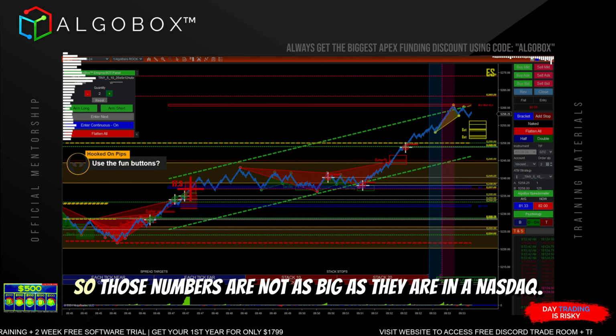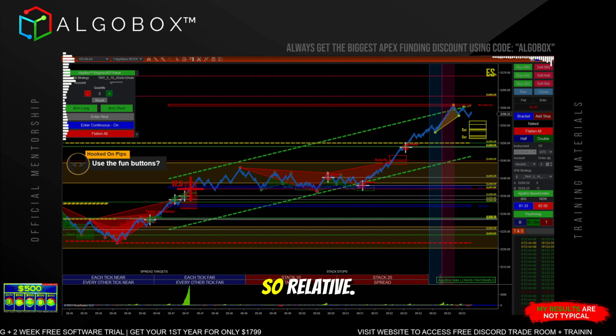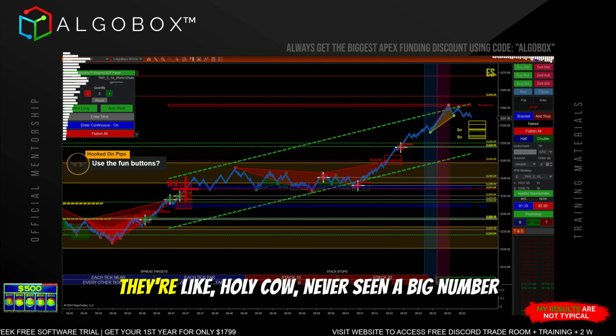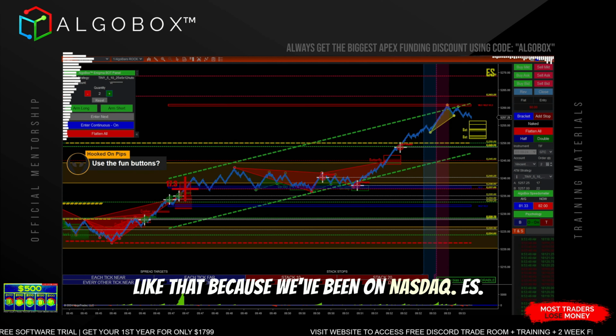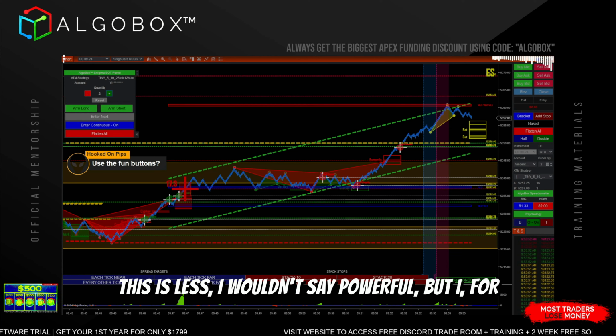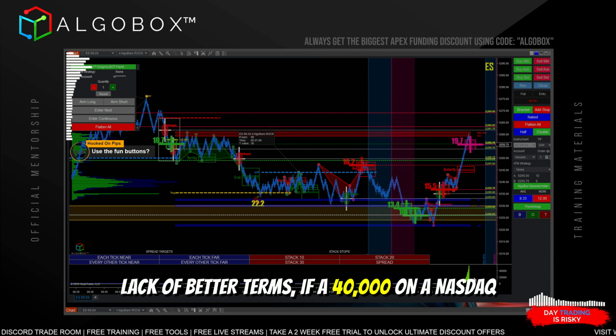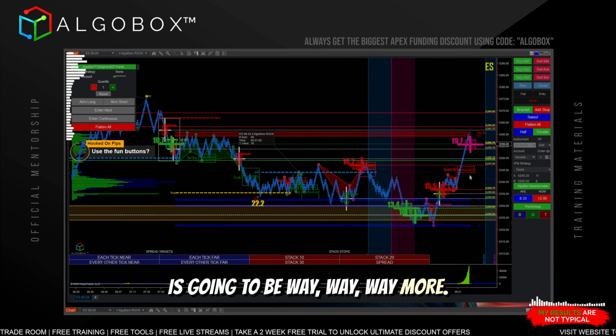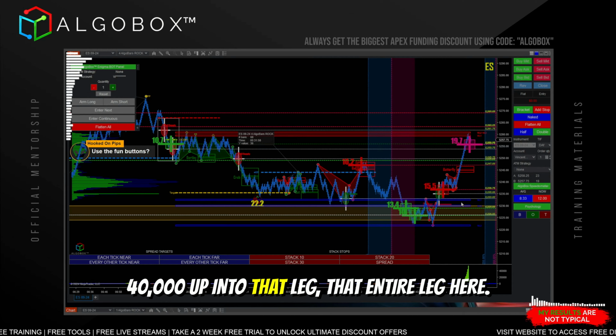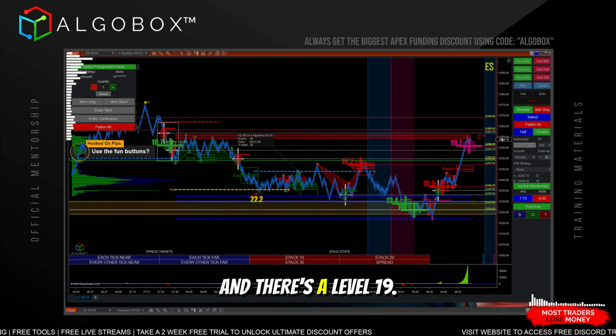Now remember, this is ES, so those numbers are not as big as they are on the Nasdaq. So relative, if you guys have been around a while and been like, holy cow, I've never seen a big number like that, it's because we've been on Nasdaq. ES is less, I wouldn't say powerful, but for lack of better terms, a 40,000 on a Nasdaq is going to be way, way, way more. 40,000 up into that leg, that entire leg here, and there's a level 19.